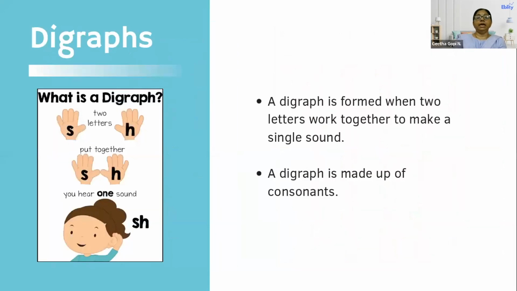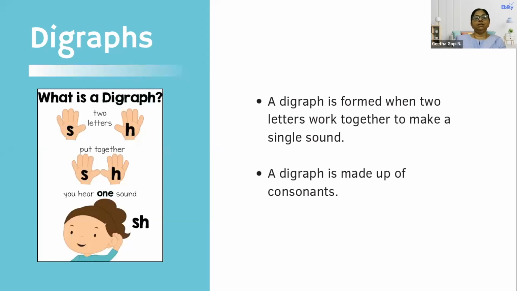And then there are digraphs. Again, with digraphs, just as I talked about the blends, I look at the level of the child. If they're slightly older children and I'm teaching them, say, CVC words or the long vowel words, I try to bring in the digraphs there itself if I know the child can handle it. So as I said, while teaching the "at" words, I've taught cat, bat, mat, whatever. And at the end, I added a blend, flat. I can also add a digraph like that.